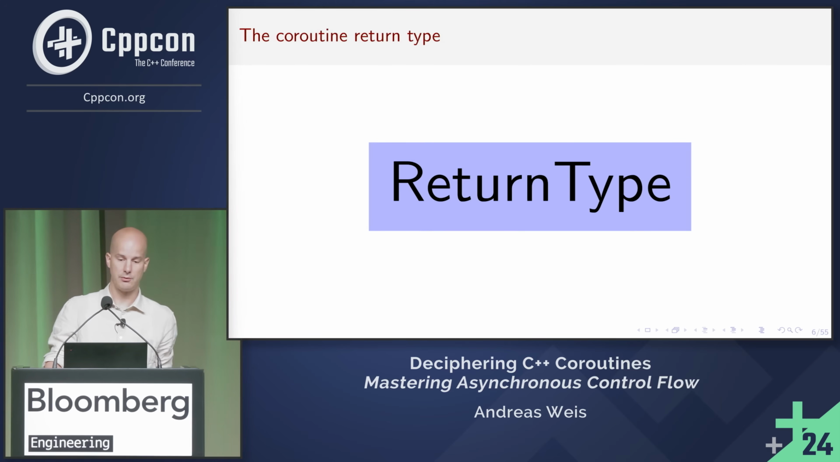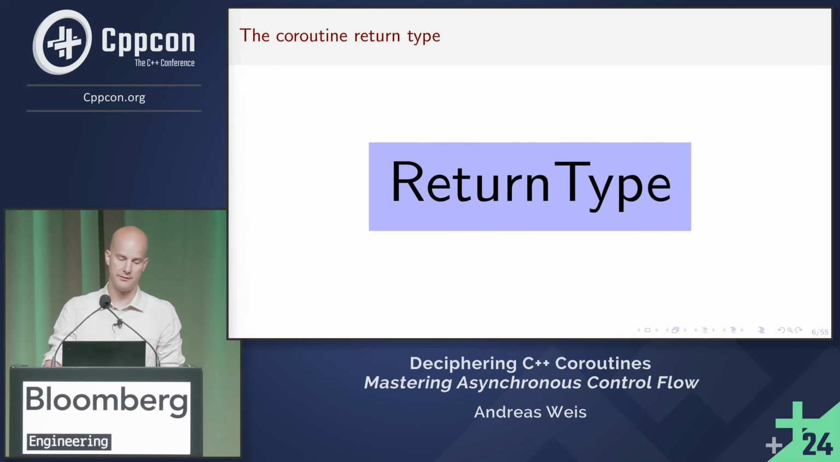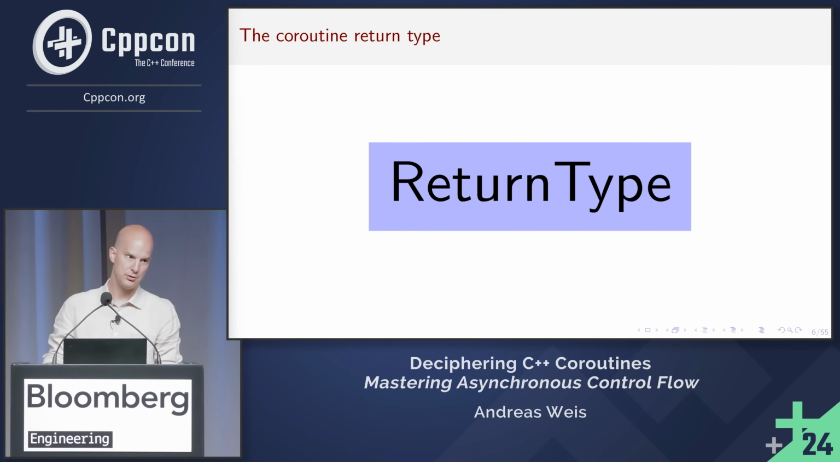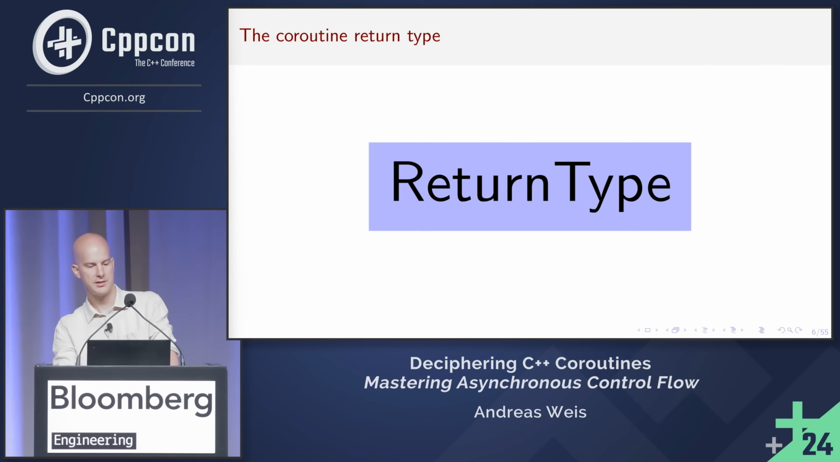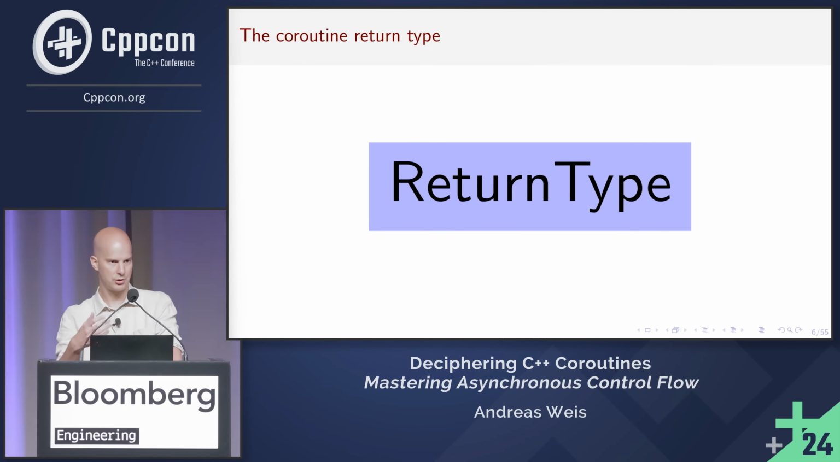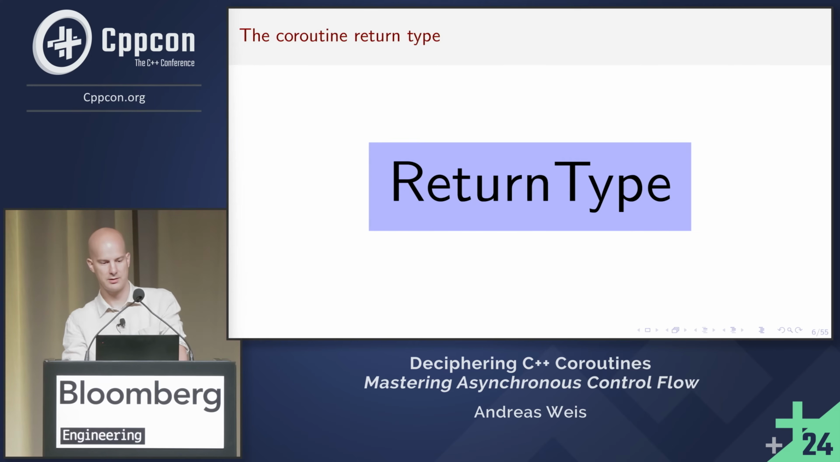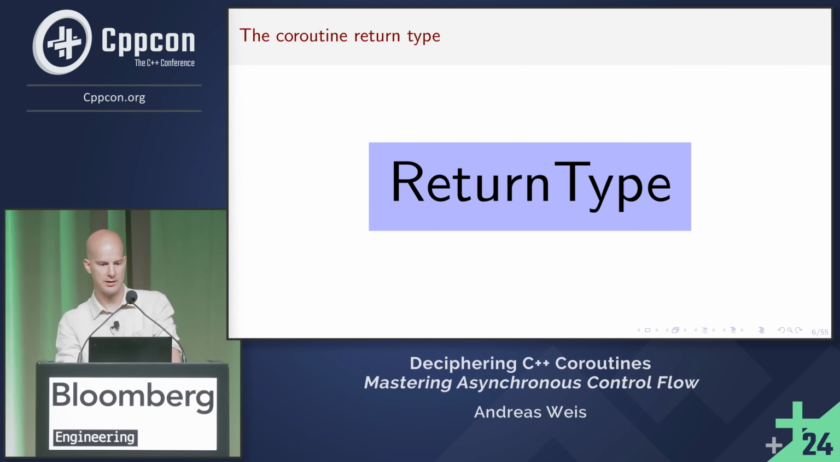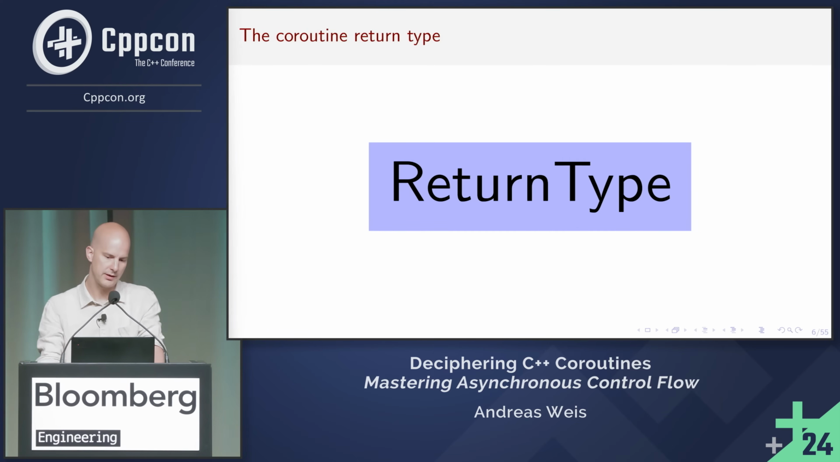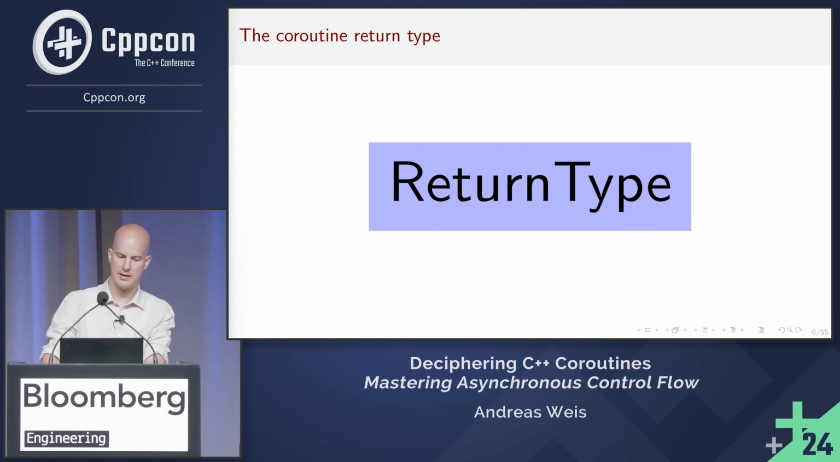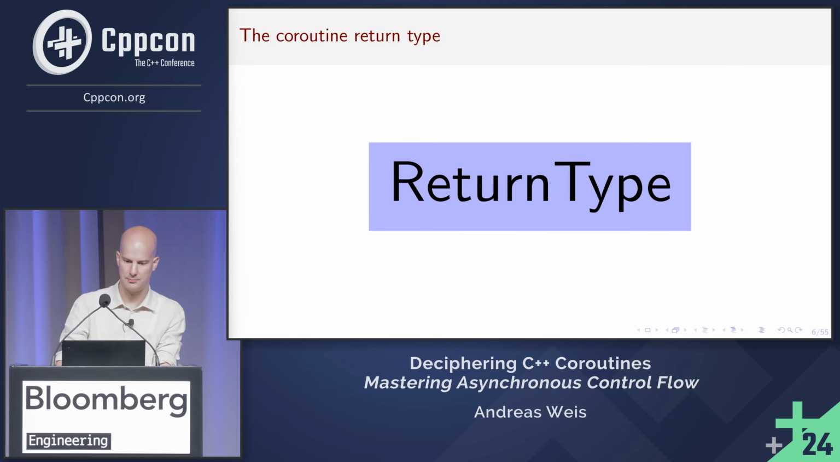The first one is the return type, which is just the return type of the coroutine function. This is a user-defined type that defines the interface through which the caller can interact with the coroutine. C++ allows for a wide range of behaviors here and many different kinds of interfaces. And one goal of this talk is to help us better understand what the design space for these types is.